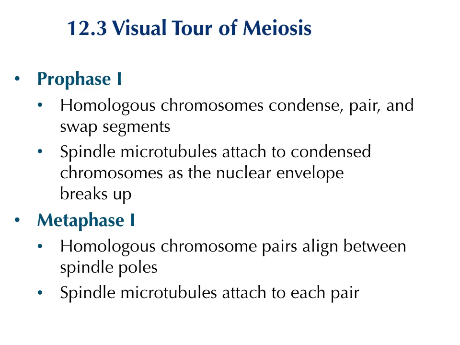In prophase 1, our homologous chromosomes will condense, they will pair, and swap some segments. Spindle microtubules will attach to the condensed chromosomes as the nuclear envelope breaks up. In metaphase 1, our homologous chromosome pairs will align between the spindle poles. The spindle microtubules will attach to each pair. So this should look semi-familiar.